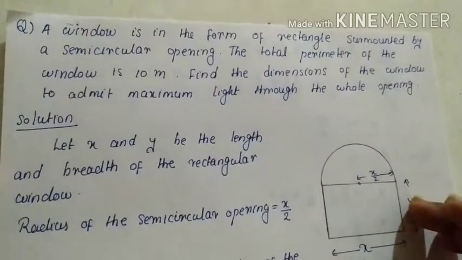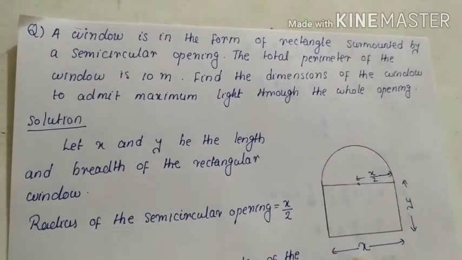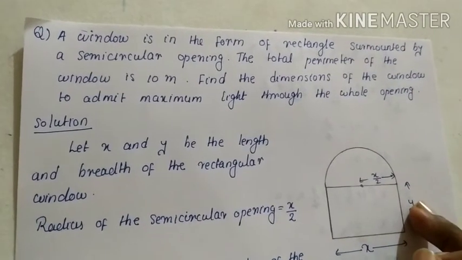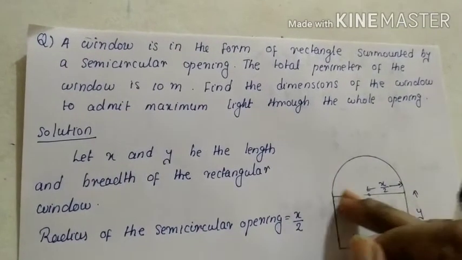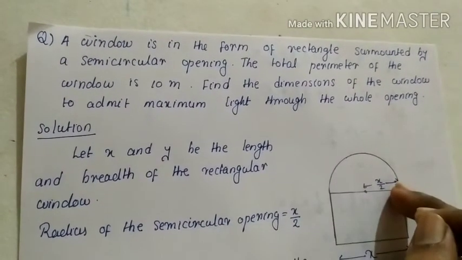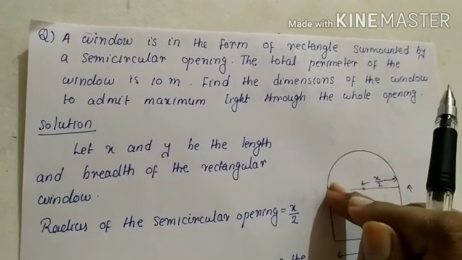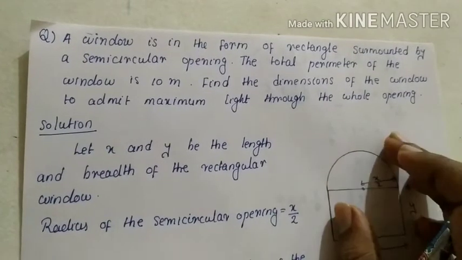So let us look at this figure. Here, let x be the length of the rectangular window and y be the breadth of the rectangular window. So this is the semicircular opening. This rectangle is surmounted by a semicircular opening.